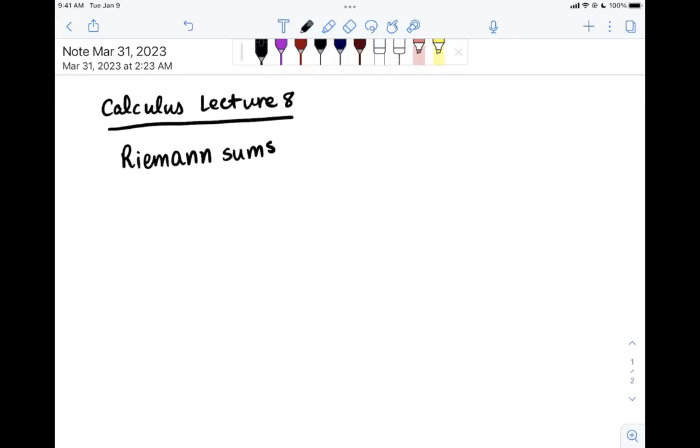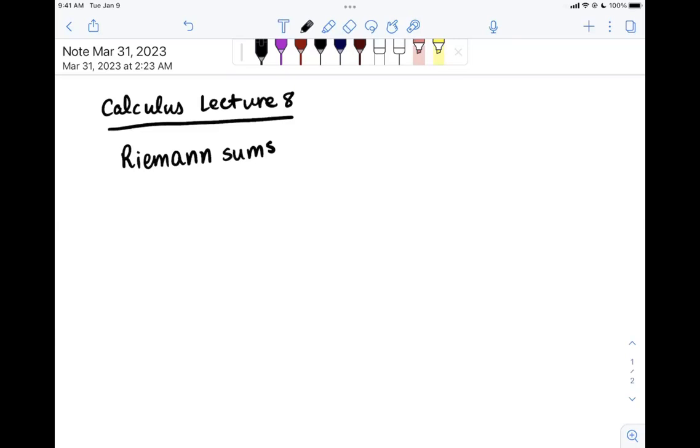So when we compute a definite integral, last time we talked about the fundamental theorem of calculus, which gives us an exact answer. But today what we're going to be doing is approximating an integral. And so the way we do that is by adding up the areas of rectangles that approximate a curve.